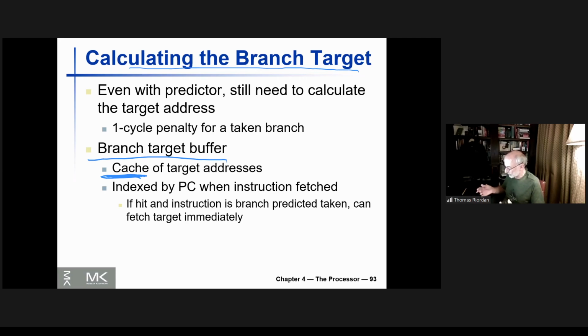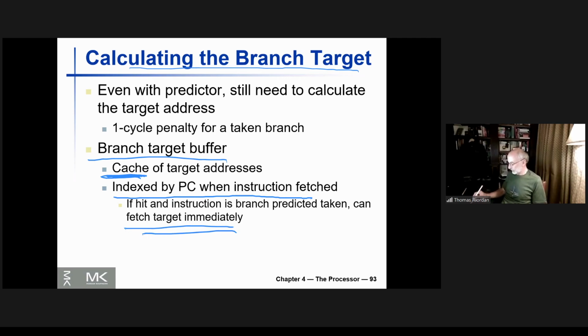And so basically what we're doing is we're looking into that thing and we're saying, okay, if this address is a branch, then spit out to me where I was supposed to go. And so that's what we do. We put the PC into this thing. And if the instruction is a branch, we immediately know where to go. We can fetch the target immediately.